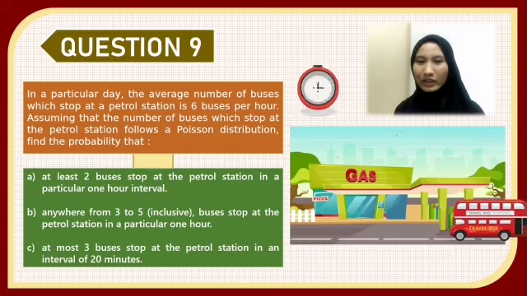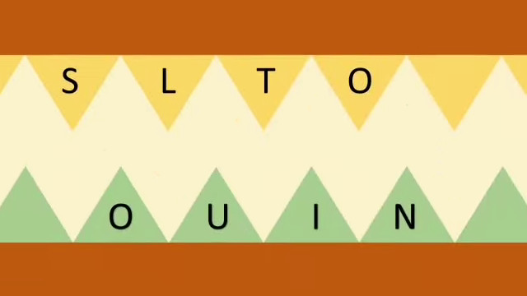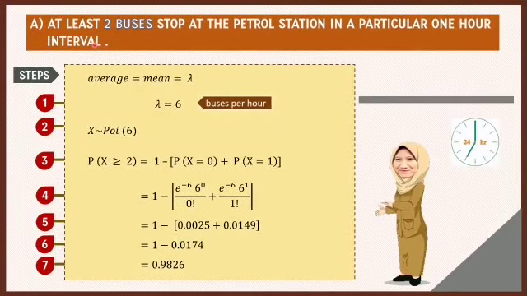In Poisson, there are two important things to look at. First, the average or the mean, and second, the time interval. In this question, it is given that the average is 6 buses and the time interval is an hour. So now, let's take a look at the first question. For question A, at least 2 buses stop at the petrol station in a particular 1 hour interval.